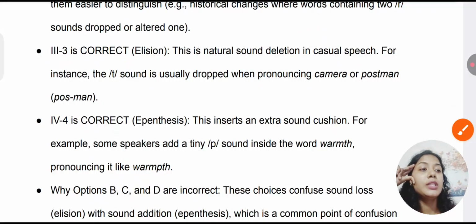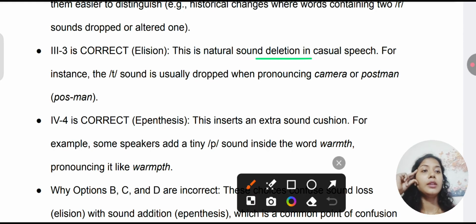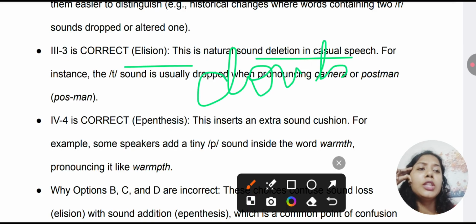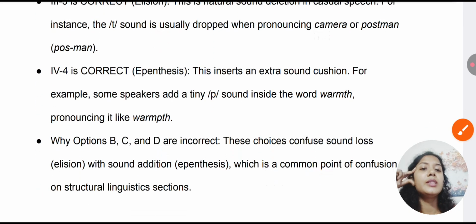And elision, this is the natural sound deletion. In casual speech, for instance, the t sound is usually dropped when pronouncing camera or postman. Postman. So we don't pronounce t. Silent letter words elision. जैसे डाउट वर्ड बोलते हैं तो इसमें हमारा b साइलेंट लेटर हो जाता है. Similarly, they are trying to say this.